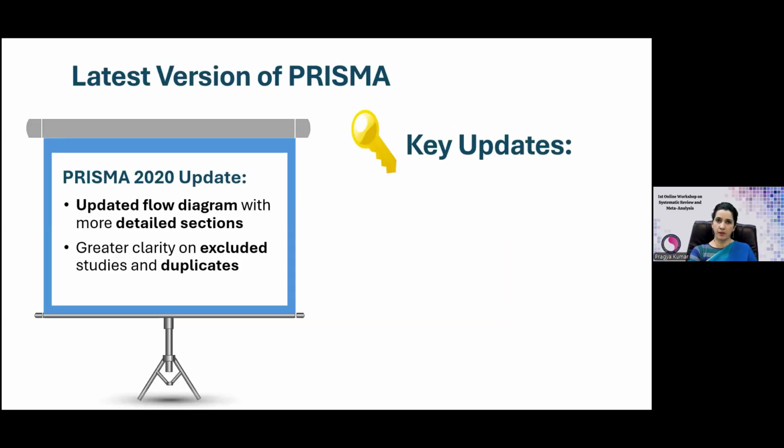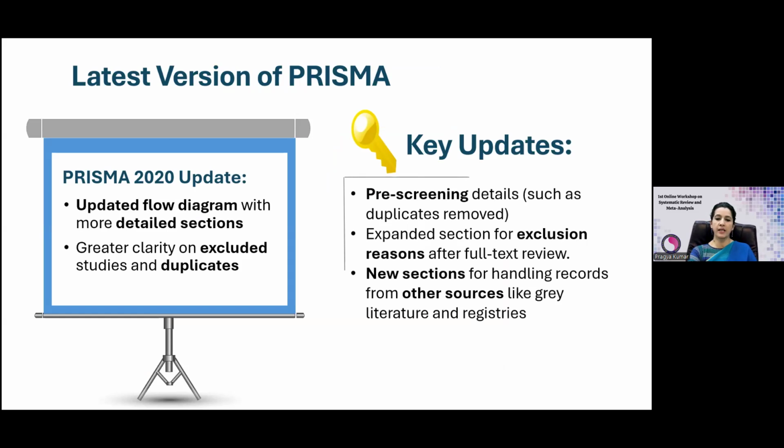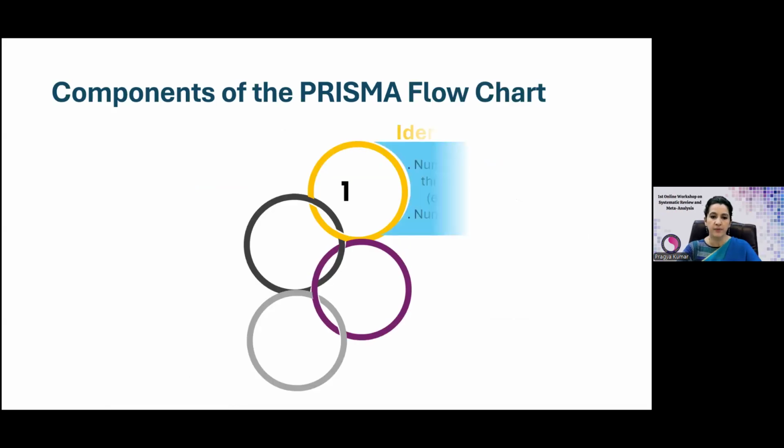There was an earlier PRISMA guideline, but in 2020, PRISMA updated the guideline. And what are the key updates? Basically, pre-screening details are now available, such as duplicate removal, and they also show the reasons for the studies which you are not including in the full text review. And then there are sources like handling records. And again, we talked about registries. In the previous version, the clinical trial registries were in the gray literature part. But now, since they have made it mandatory, they have shifted the clinical trial registry from gray literature to the main database.